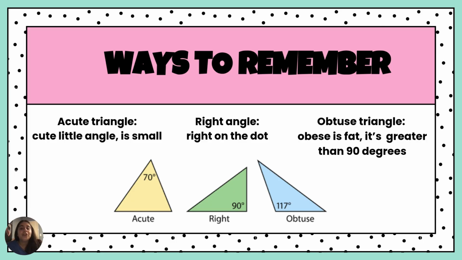And then we have an obtuse triangle, and an easy way to remember it is that it's obese, it's fat, it's going to be super big. On the bottom we have a picture to identify how each triangle looks, and we can tell that an acute looks like a regular triangle. A right is going to be like this, and an obtuse is going to be greater than 90 degrees.